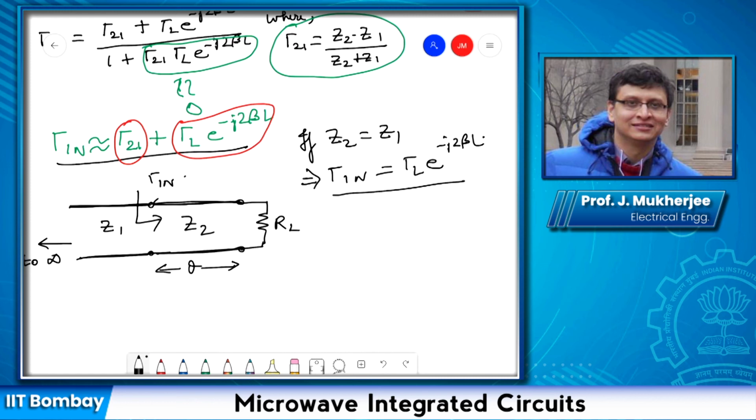So this is something that is well known. We have discussed it earlier. But now, because of this mismatch between Z1 and Z2, there is this gamma 21 term.